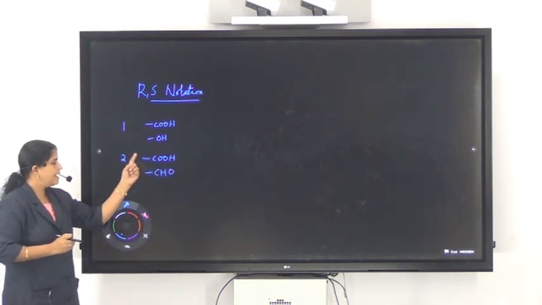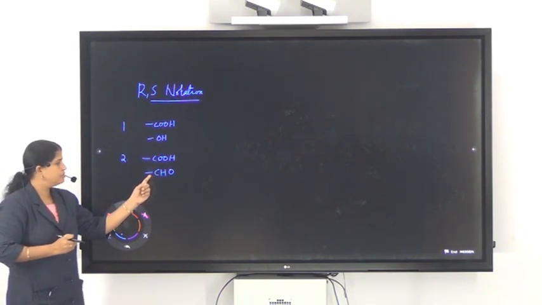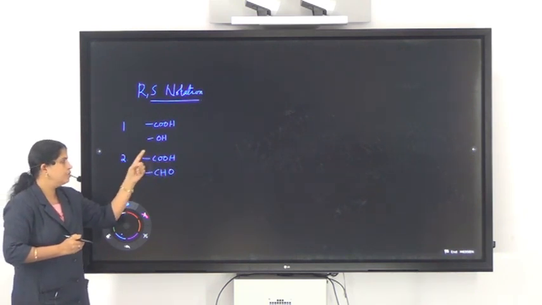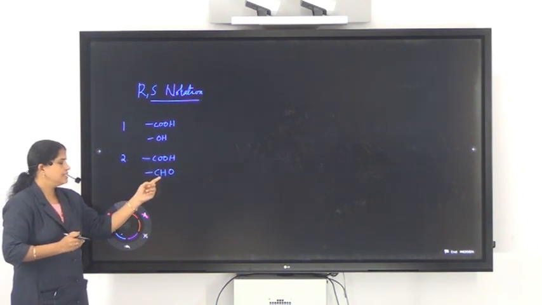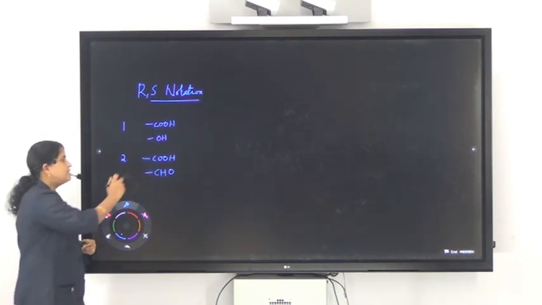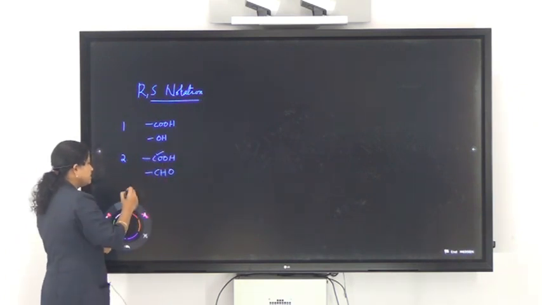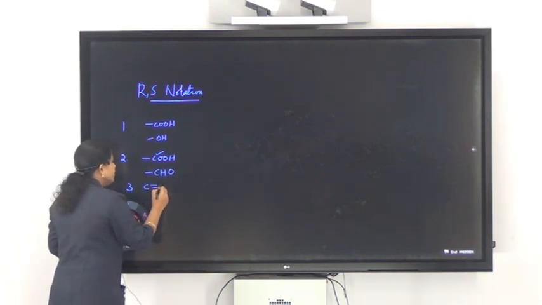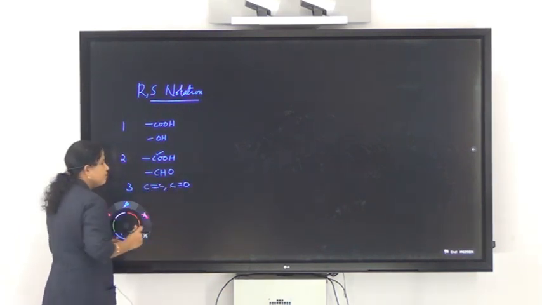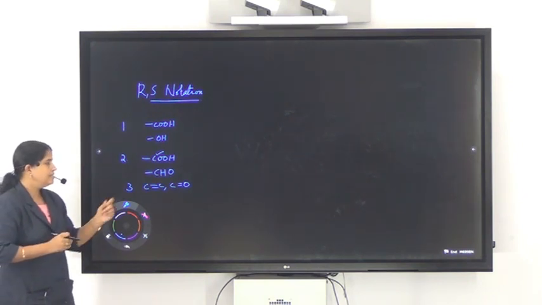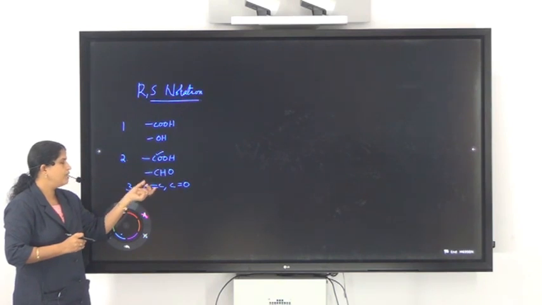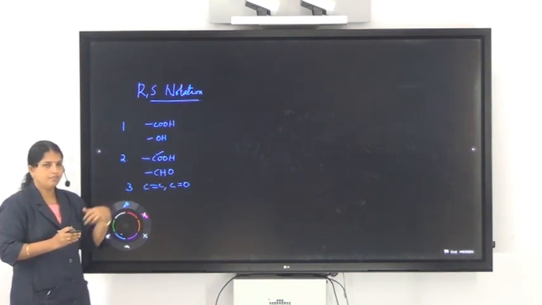So in this case, the directly attached atoms are carbon in both the groups, but in the carboxylic acid group, the second atom is oxygen and the third also oxygen. But in CHO, the second atom is hydrogen. Therefore, the highest priority is for the carboxylic acid group. Then the next rule is, if C double bond C and C double bond O are present in the molecule, treat this as two single bonds, carbon-carbon bonds and carbon-oxygen single bonds.